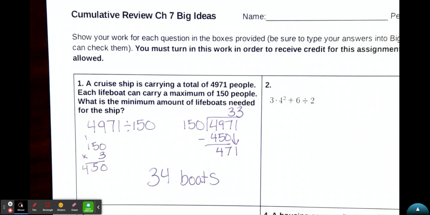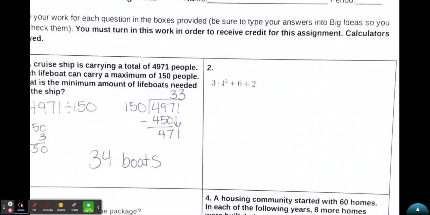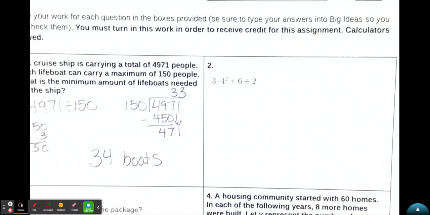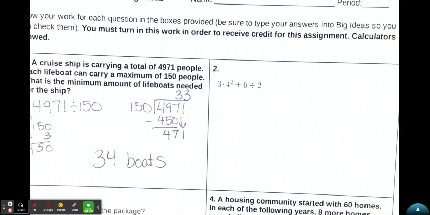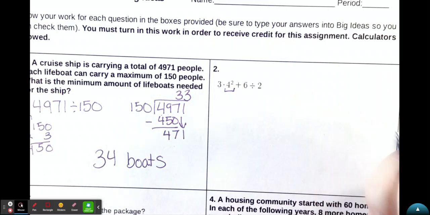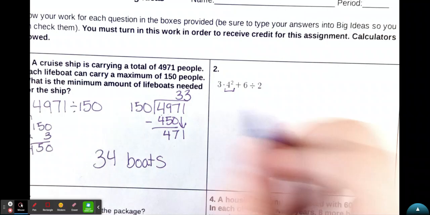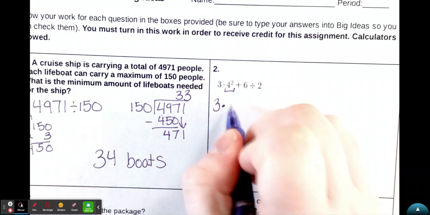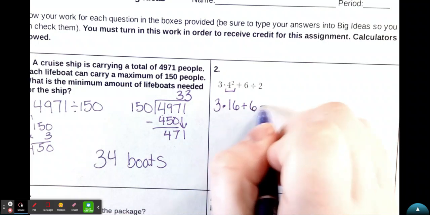Okay, number 2. How are we going to solve number 2? Bella. Order of operations. What is P in PEMDAS? Parentheses. Are there any parentheses? Nope. Okay, what's E in PEMDAS? E is exponents. Are there any exponents? Yes. 4 to the power of 2 is what? It's 16 because it means 4 times 4. So 3 times 16 plus 6 divided by 2.